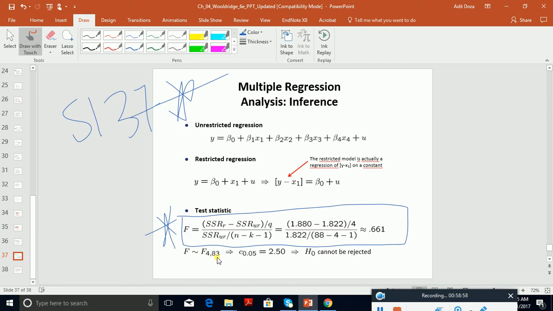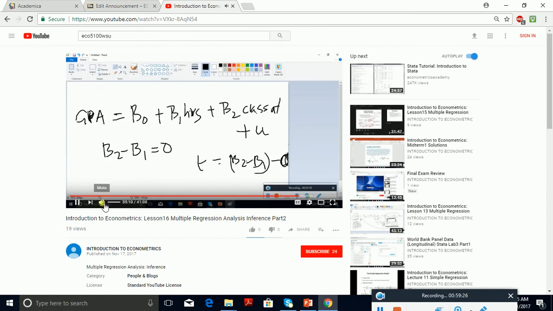83 is n minus k minus 1. N is the number of observations, k is the number of regressors, and minus 1 is just minus 1. Like for t also we do n minus 1, right? So if I give you guys an F test in the exam, you should know they have 2 types of degrees of freedom. Okay, so I will show you guys the F test that you guys should know.